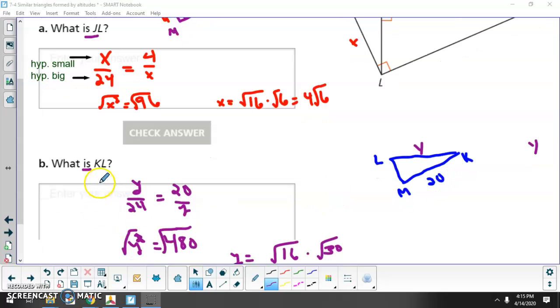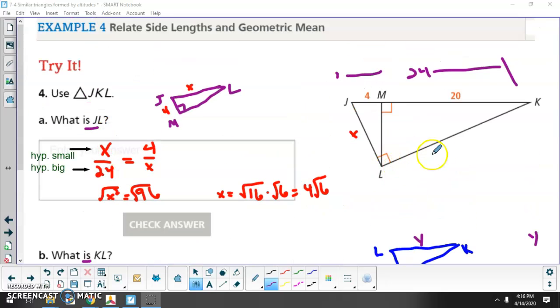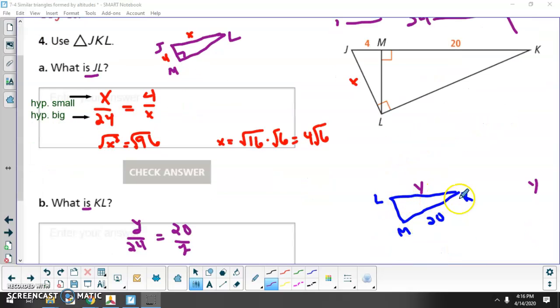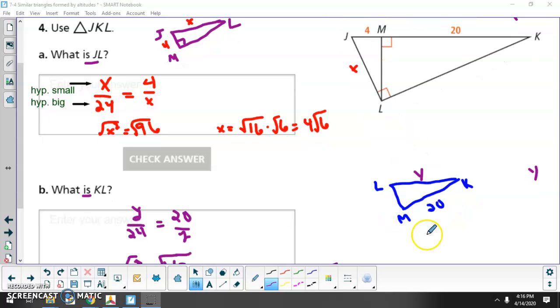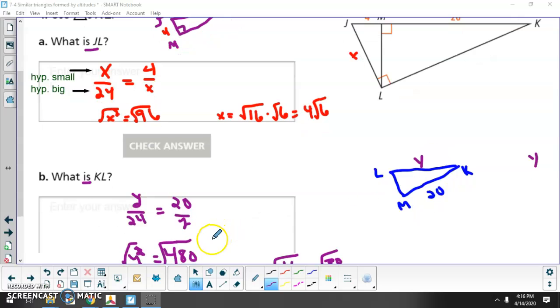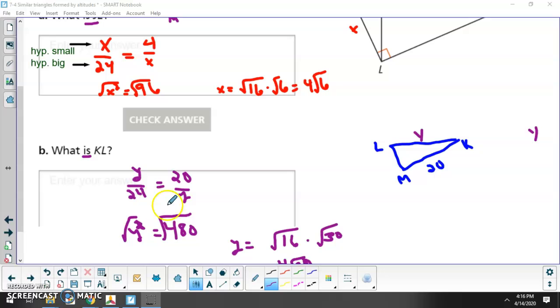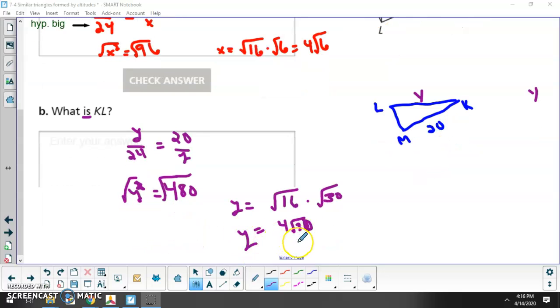For letter B, you're trying to find KL. Now, KL is in the medium-sized triangle, not the small one. So I redrew the medium-sized triangle to be the same way as the large one, okay? And then Y is the hypotenuse in the medium one. And it is the base in the large one. And so there's my proportion. I cross multiplied. I got 480 equals y squared. Simplified it down and then split it up. I got 4 root 30.